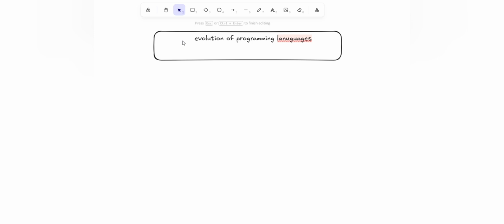So, the first generation was machine language. What is machine language? Machine language is the native language of the computer. A computer can understand only zeros and ones. For example, we have an instruction 010101.